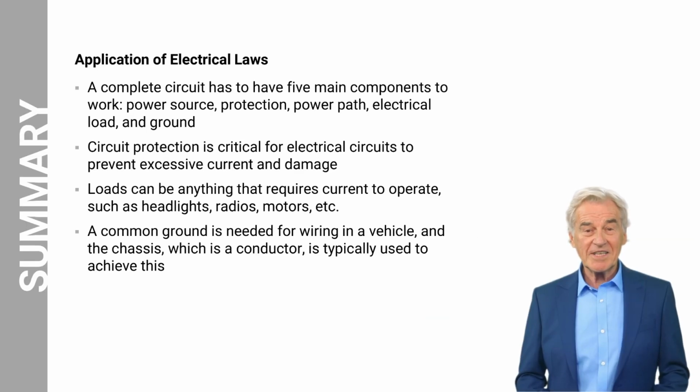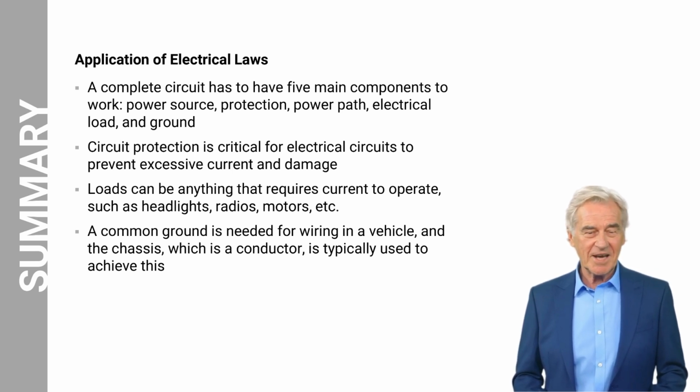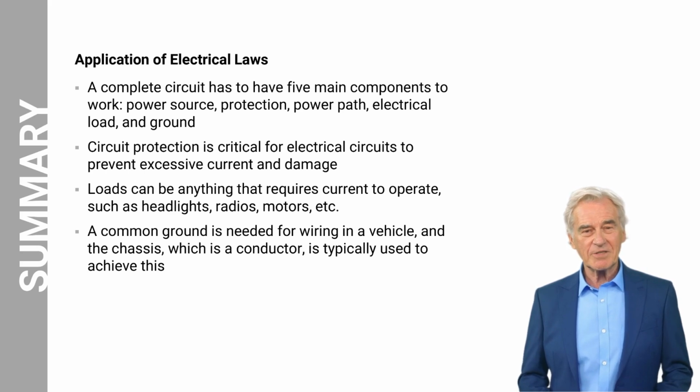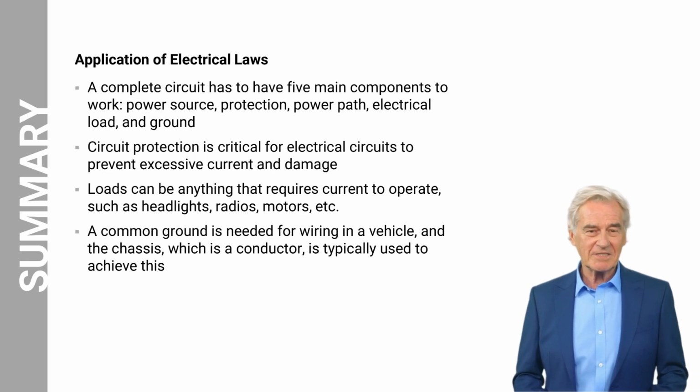Let us now summarize what we have learned in this lesson. A complete electrical circuit requires 5 main components to function effectively. Circuit protection is critical to safeguard against excessive current and prevent damage to components. Loads, which comprise various devices such as headlights, radios, and motors, serve as the recipients of electrical current within the circuit. A common ground is essential for vehicle wiring, with the chassis often serving as the conductor to achieve this connection.